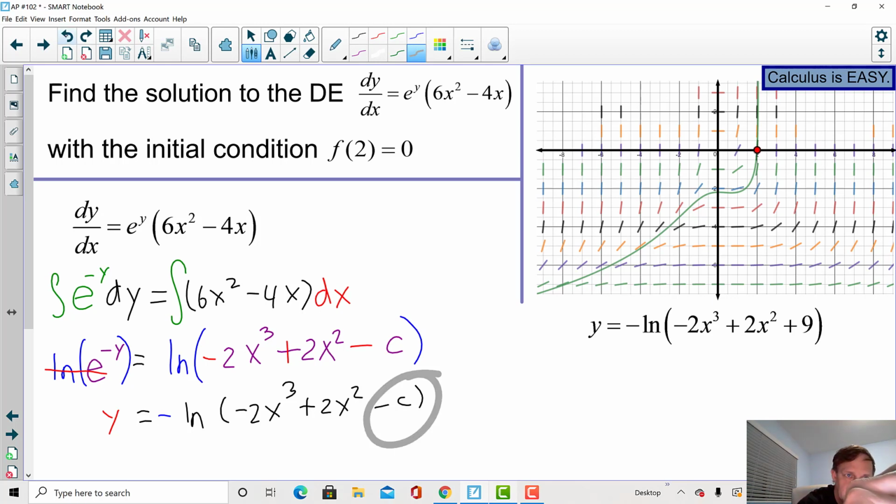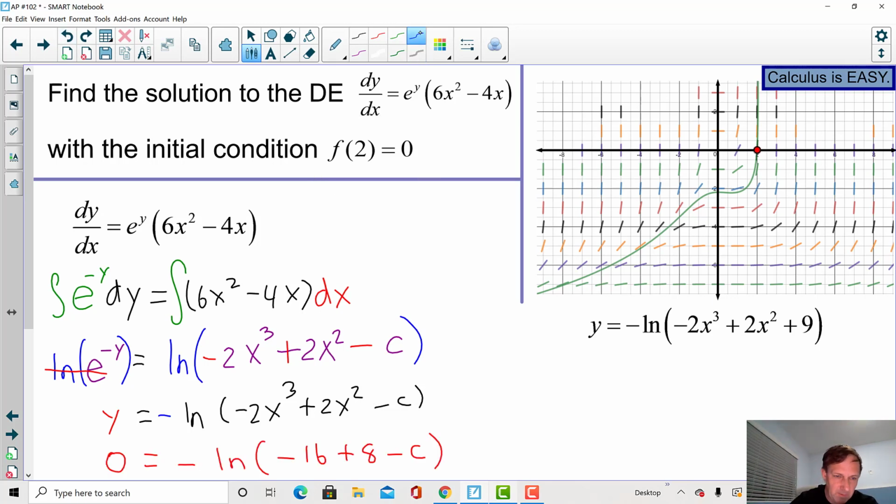So we got to solve for our c value. We're going to use our point for that. We have the point 2, 0. So when x is 2, y is 0, we can plug that in. Now this might be the only tricky part of this question. You have negative and then ln, but it's equal to 0. You can get rid of the negative pretty easily. You just multiply both sides by -1.